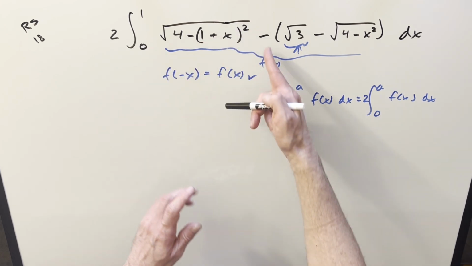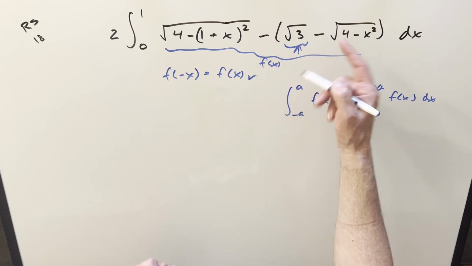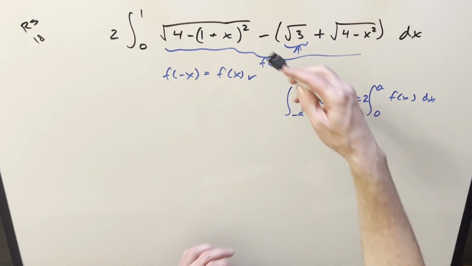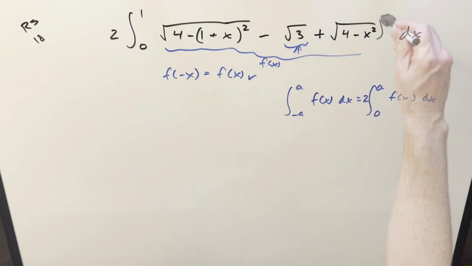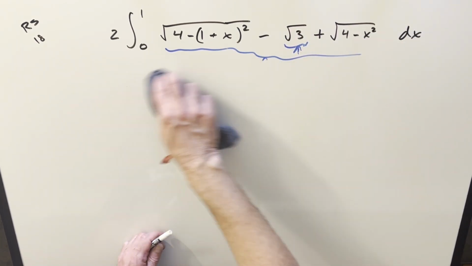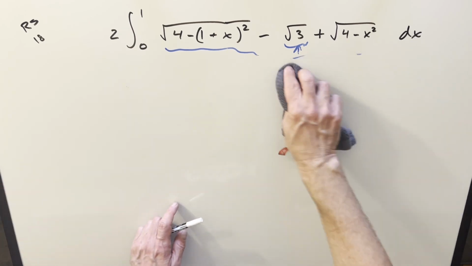One other minor thing, let's just distribute this minus sign in. So if I distribute it in here, this becomes a plus. And then we'll just have a minus in front of the square root of 3 right here. So like I said, I don't know what the square root of 3 is doing there, so I'm just going to kind of ignore it. At the end, we'll integrate it, and it's just going to be a constant value.